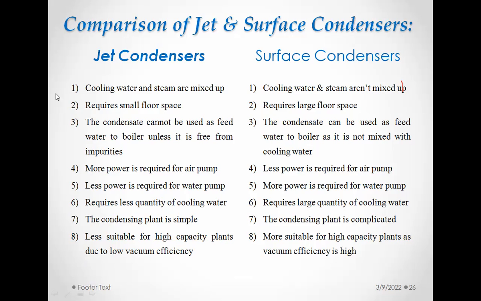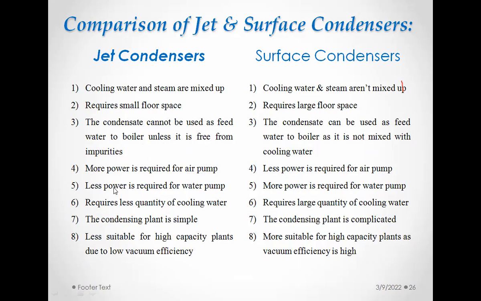Next, a jet condenser requires small floor space, while a surface condenser requires large floor space. In a jet condenser, the condensate cannot be used as feed water to the boiler unless it is free from impurities. Here impurities are present because of direct mixing. In the surface condenser there is no such question because there is no direct mixing. More power is required for the air pump in the jet condenser, and less power in the surface condenser. Less power is required for the water pump in the jet condenser, and in the surface condenser more power is required for the water pump.